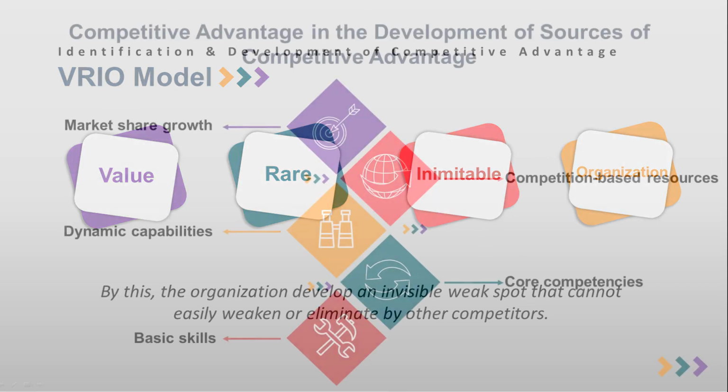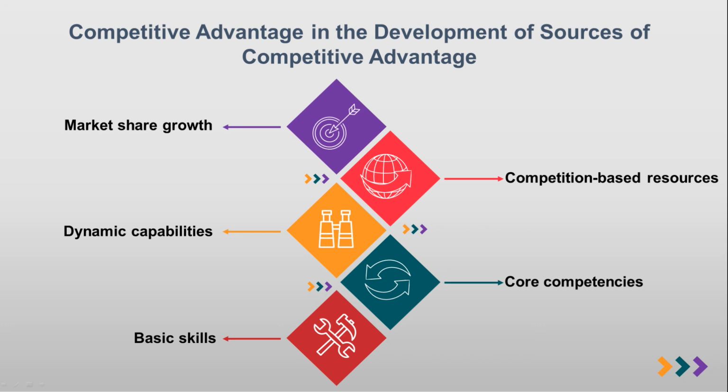The following points highlight the development of sources of competitive advantage through market share growth, competition-based resources, dynamic capabilities, core competencies, and basic skills. In assessing competitive advantage, it is emphasized that the critical success factor is the ability to transform. The organization alone is not enough to develop certain skills, resources, and competencies required by the new forms of competition. The organization must learn to respond more effectively to strategic changes, keeping abreast of an intensely competitive and rapidly changing environment.